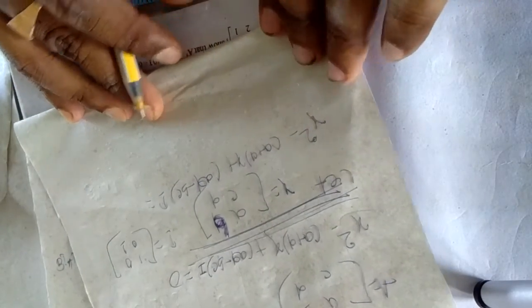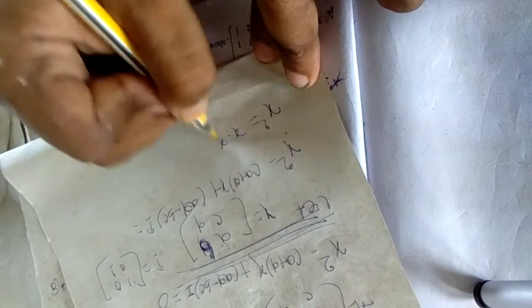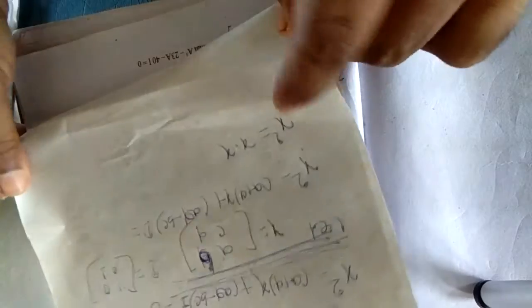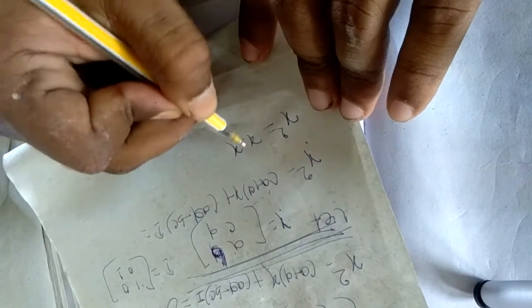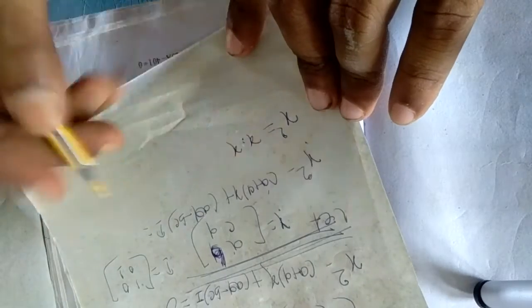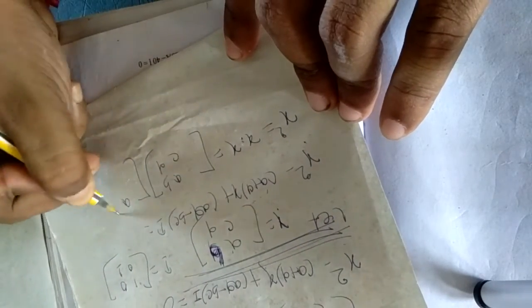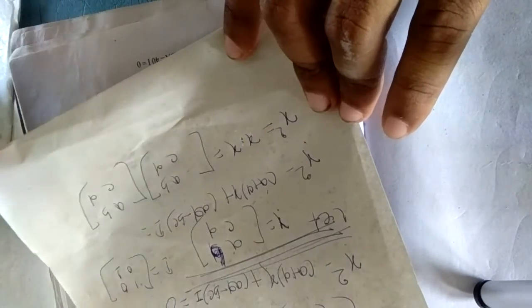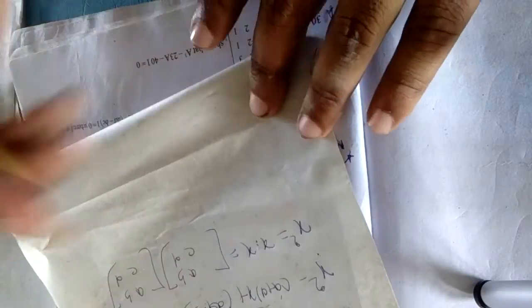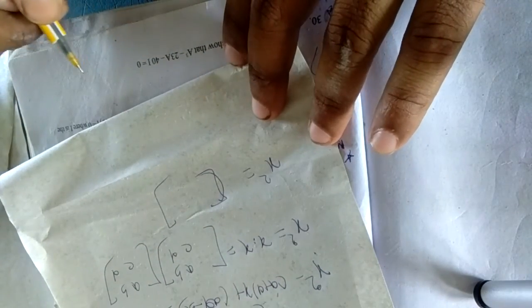So X square means X into X, that is we can take, let X matrix equal to A, B and C, D. So X square equal to A, B and C, D also multiplied A, B and C, D. Now you can multiply it and find the values of X square.